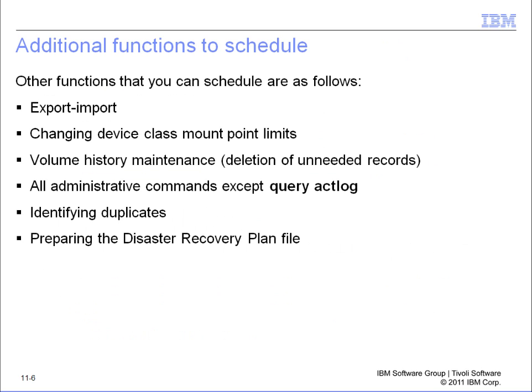Additional types of schedules you can run basically, again, any command except query actlog. So if you're going to need to import or export some server definitions or administrators, you can schedule this to run at non-peak times. Something else you can schedule is your volume history maintenance. Delete vol hist. This is trimming down the volume history files so you're getting rid of the old files you don't need. Identify duplicates. This is something you're going to want to schedule and probably put a time limit on. This is if you're using data deduplication. And you can also use it to prepare your disaster recovery plan file.